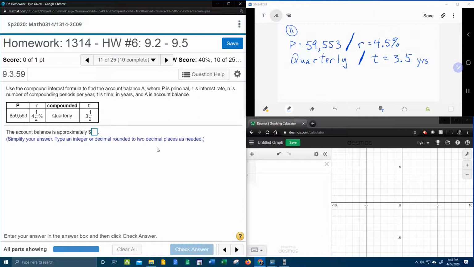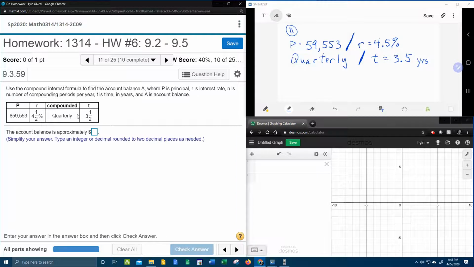All right, here we go. Question number 11 from our college algebra, homework number 6 in MyLab Math. It says use the compound interest formula to find the account balance where P is the principal, R is the rate, N is the number of compounding periods per year, T is time in years, A is the account balance.